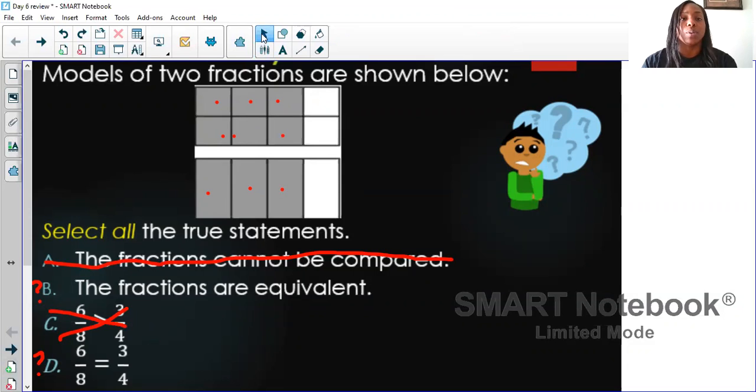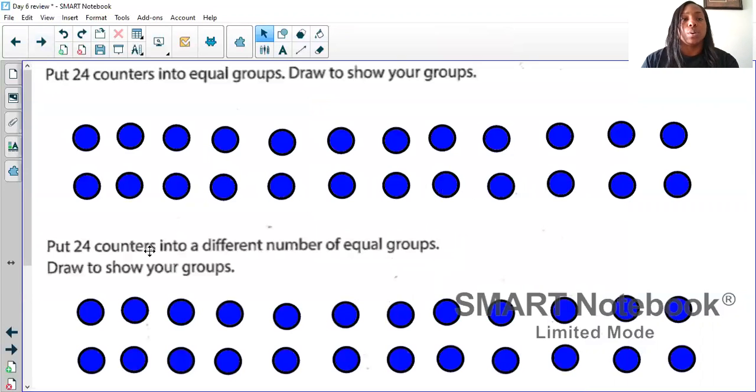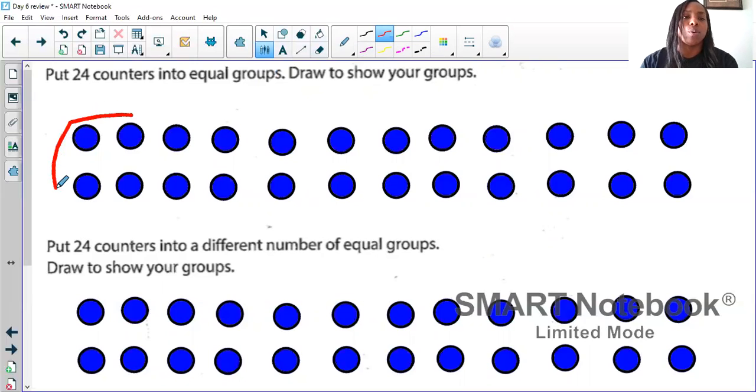Let's get into our lesson. So our first lesson is using equal groups to multiply. It's asking us to put 24 counters into equal groups and draw to show your groups. So, I wonder how I can do that. Let's make it easy on ourselves. We are going to just circle 4 at a time.